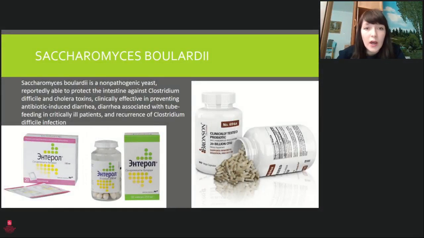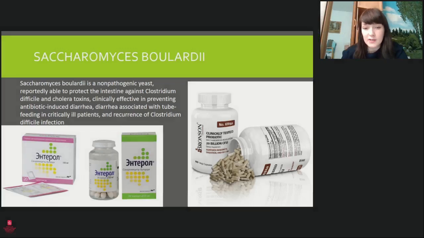And we have other drugs such as Saccharomyces boulardii, a non-pathogenic yeast reportedly able to protect the intestine against Clostridium difficile and its toxin, clinically effective in preventing antibiotic-induced diarrhea, diarrhea associated with tube feeding in critically ill patients, and recurrence of Clostridium difficile infections.